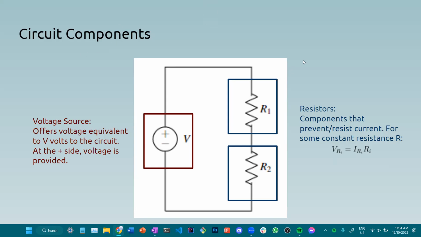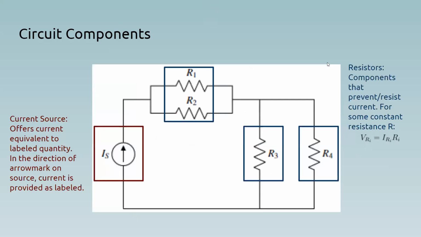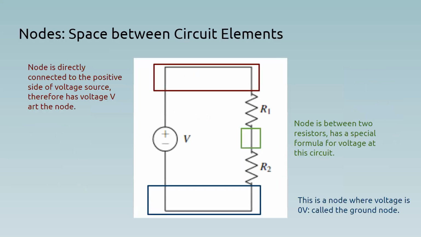Meanwhile, we are not just stuck at using voltage sources, because there are also current sources, which is just a current version of the voltage source. It offers current equivalent to the labeled quantity and the direction of the arrow mark on the source. So it is also possible that your current source gets labeled with a negative current. In that case, you'll just supply a negative current along the arrow mark direction. Meanwhile, we see more resistors, and resistors can be combined in networks that are as confusing as possible. However, there are also ways to simplify those kinds of resistive networks, which we'll talk about before.